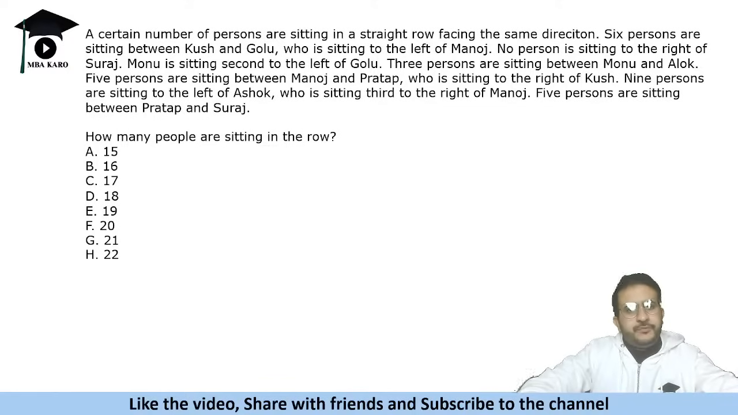A certain number of persons are sitting in a straight row facing the same direction. Six persons are, so this is like there are n number of people in a row. We are given some of the people in the row and we need to find who is sitting at which place.